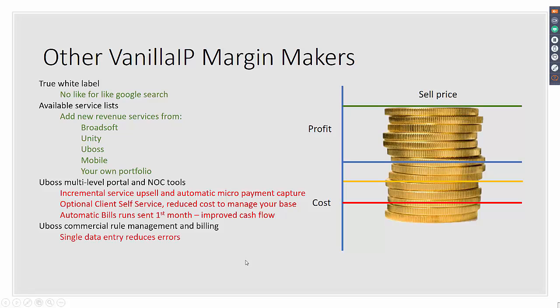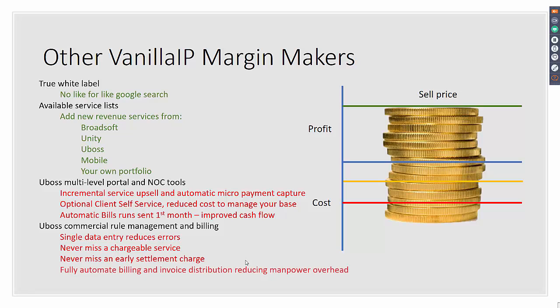And finally, we talk about UBOS looking after the commercial rule management. This is where a lot of money is lost. This is where a lot of margin is eroded. It's single entry. It's about setting up the proposition and the rules of those propositions at the start, which our team will help you with. But there will never be a mischarge for a service. You can't deploy a service unless there's a charge associated to it. UBOS will always pick up and apply those charges.